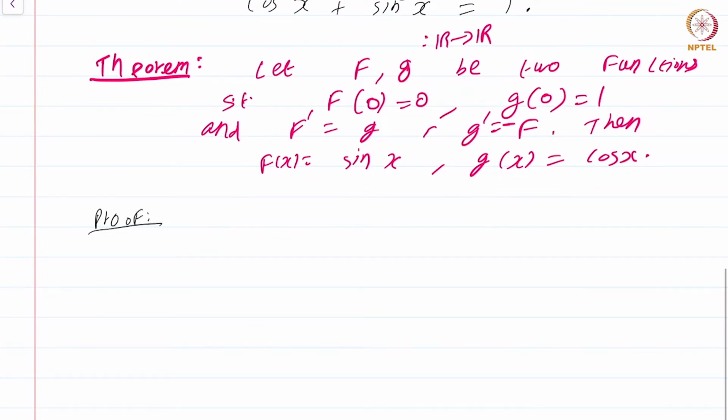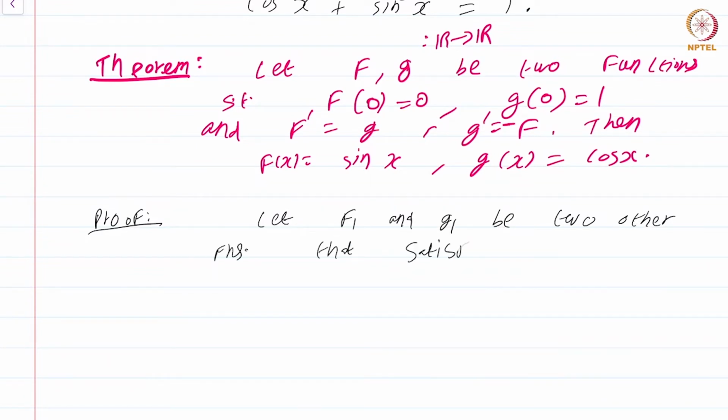Well, it's similar in spirit to what we did for exponential, but slightly more involved because there are two functions involved and they are acting in tandem. So what we do is the following. Let f1 and g1 be two other functions that satisfy f1 of 0 equal to 0, g1 of 0 equal to 1, f1 prime is g1 and g1 prime is minus f1.